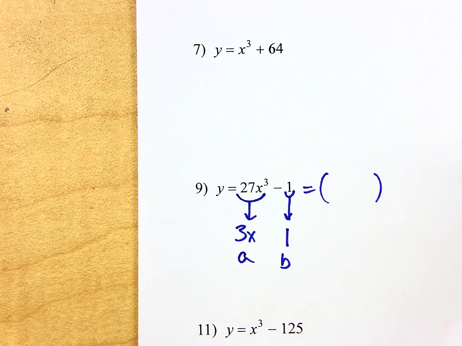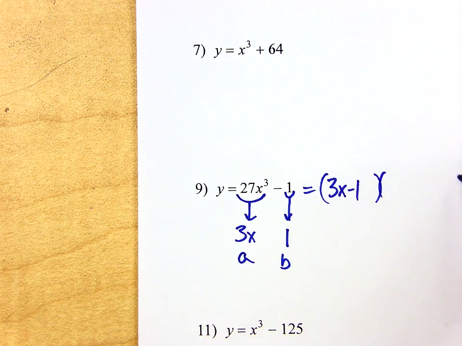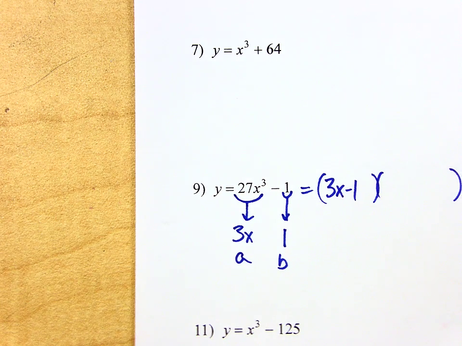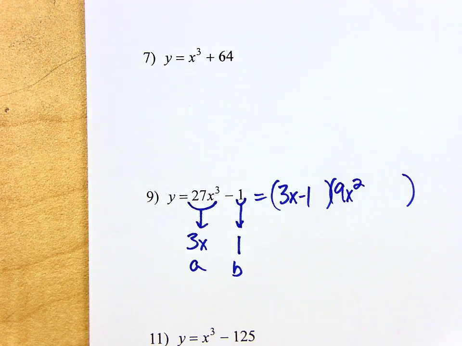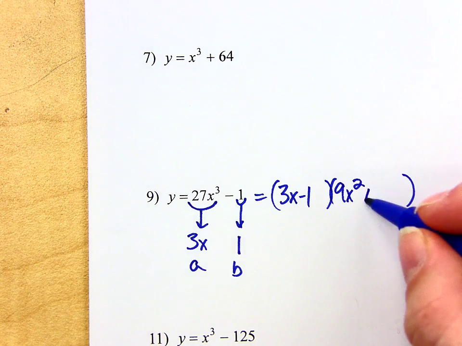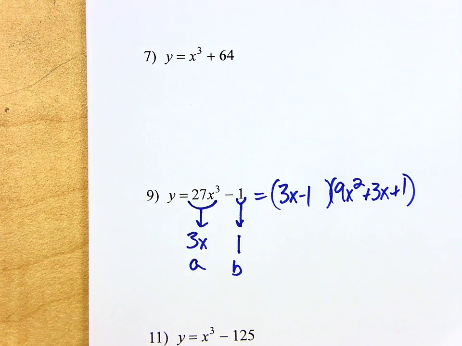What goes in my first parenthesis? 3x minus 1, right? And then the next one I need a squared, so that would be 9x squared plus ab plus 3x, and then plus b squared plus 1. That's it. So there is factoring the sum or difference of two cubes. Easy enough?